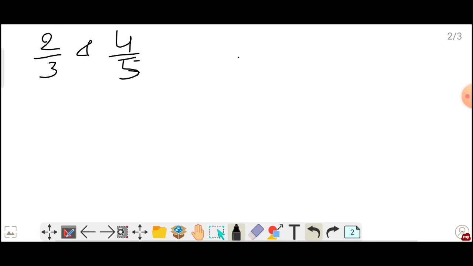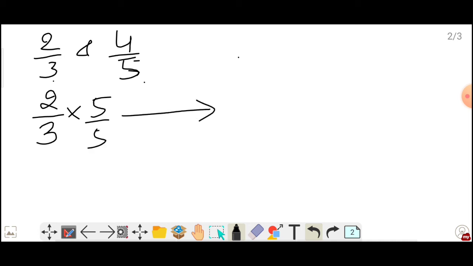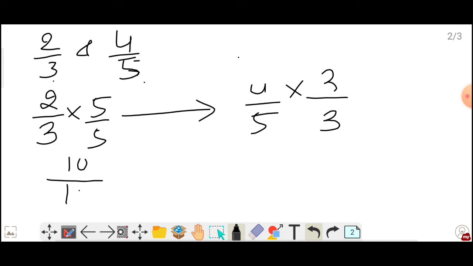First observe the denominator parts, 3 and 5 are given. We need to make these two equal. I will multiply 2 by 3 into 5 by 5. And the last number, 4 by 5, I will multiply into 3 by 3. Why I multiplied like this you will understand now. 2 5s are 10, 3 5s are 15. Next, the last number, 4 3s are 12, 5 3s are 15.